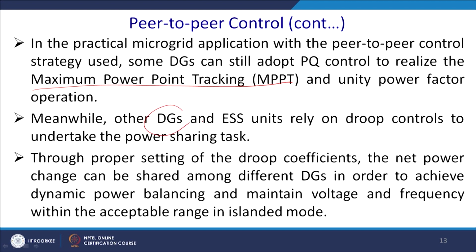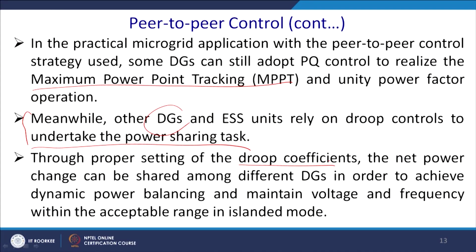Meanwhile, the DGs and ESS unit rely on the droop control to undertake the power sharing task. So, which will sink the power, which will take the power, that aspect like what you have seen in case of the parallel operation of the alternator in your basic electrical studies, same thing will be done by the group control. And it is not only the AC microgrid, it is also for the DC microgrid.